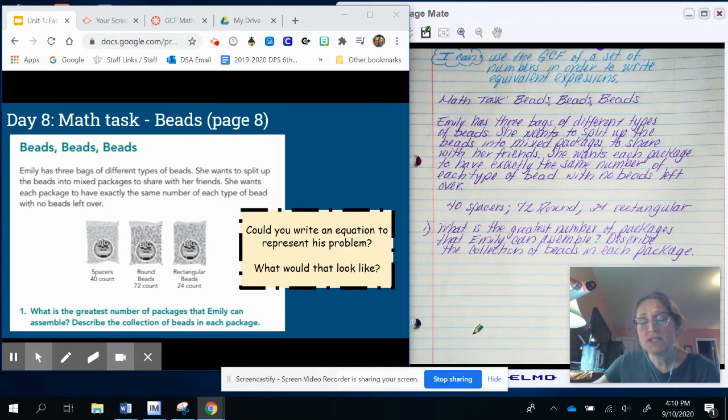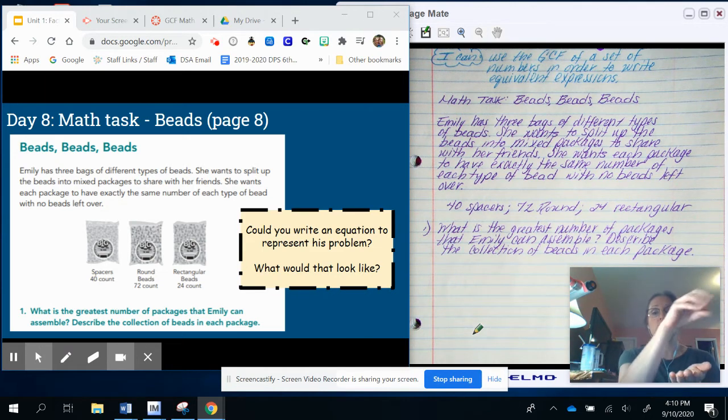Well, we have to ask ourselves, are we looking for multiples or are we looking for factors? Multiples, the numbers are going to grow bigger and bigger. Are we going to get more and more beads? Or do we need to chop up the beads? Now, we're not going to chop up one singular bead, but we are going to chop up the bag of beads, which means we're going to distribute them into packages.